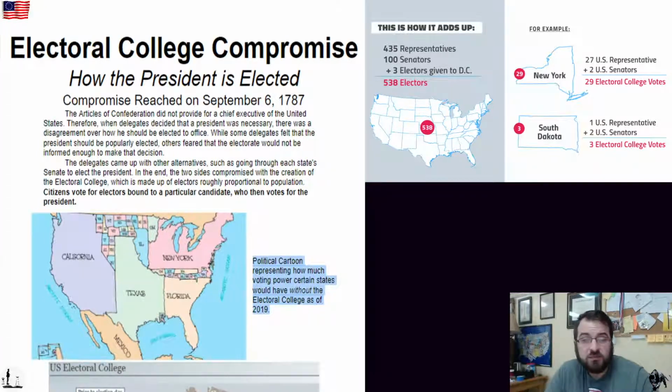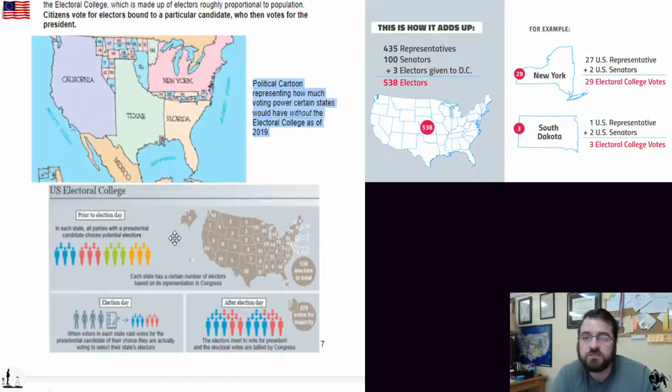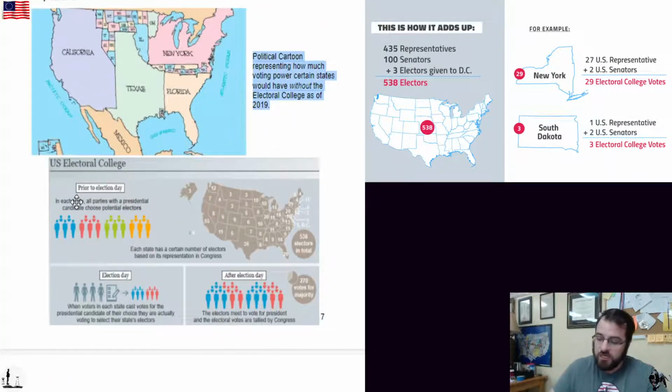There's one more image at the bottom of this paper, and basically what it says is that before the election, anyone who's running for president will choose potential electors in each state. Election day, popular vote. And then after the election, based on the popular vote, electors are sent, and those electors vote for the president. That way, the system is satisfied.